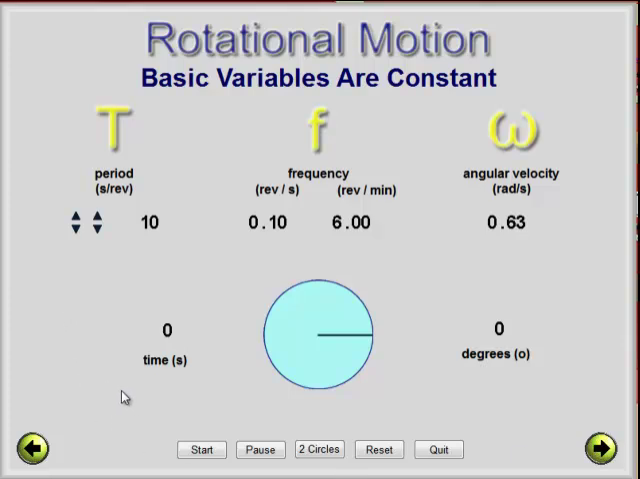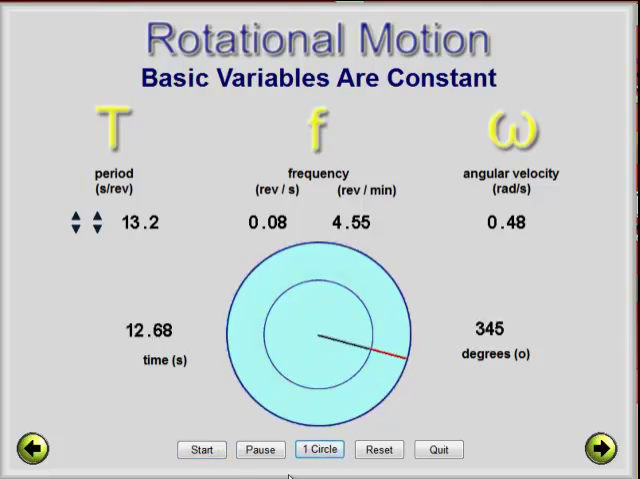And then we have a demonstration where we can set the period. And you can see very clearly how the period, frequency, and angular velocity are all related to one another. And we can start and pause, start and pause, and see exactly what it means to change these variables.